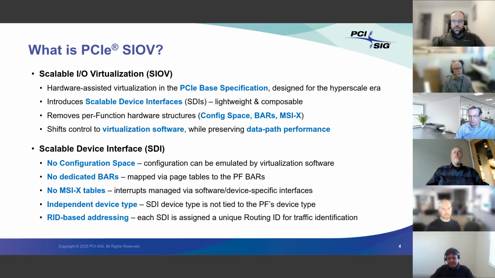So to go into additional detail, SDI, as I mentioned, doesn't have a config space. If the software wants to expose the PCI interface to a VM, it can potentially create config space in the software through emulation. There are no dedicated BARs for SDI, so SDI shares a BAR of the physical function where the SDI is hosted. There are no separate tables for the SDI, so you can potentially share the physical function's table among SDIs, or you can have a device-specific way of storing the SDI interrupts.